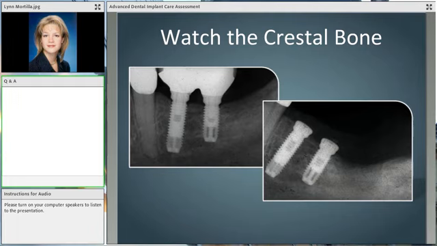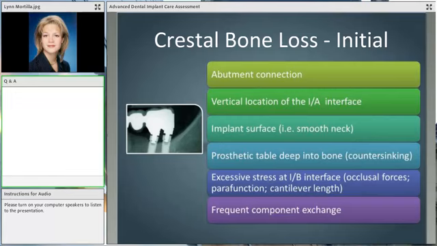But the one thing that I can't stress to you enough is watch that crestal bone. We know that after restoration, we're going to see about 1 millimeter of bone loss, which is what you're looking at here, to the first thread. So that 1 millimeter of bone loss has happened here because you can see how high the bone is here before it's restored. And this is about a year after restoration. So watch that crestal bone. That's going to give you the biggest indication if there's a problem.